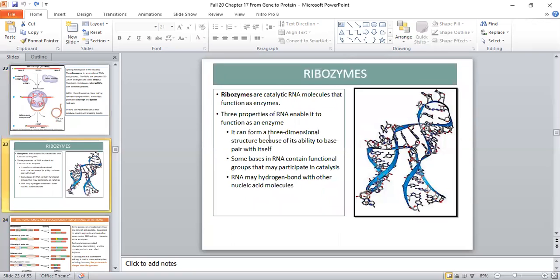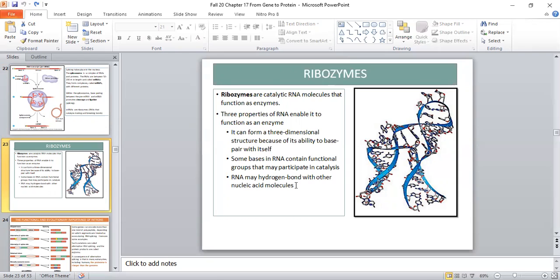Now this is general ribozyme. So already you know what is the function of the ribozyme, so I'm not going to go for the detail. You can read by yourself. Ribozymes are catalytic RNA molecules that function as enzymes. Three properties: it can form three-dimensional structure. Some bases in RNA contain functional groups that may participate in catalysis, and RNA may hydrogen bond with other nucleic acid molecules.